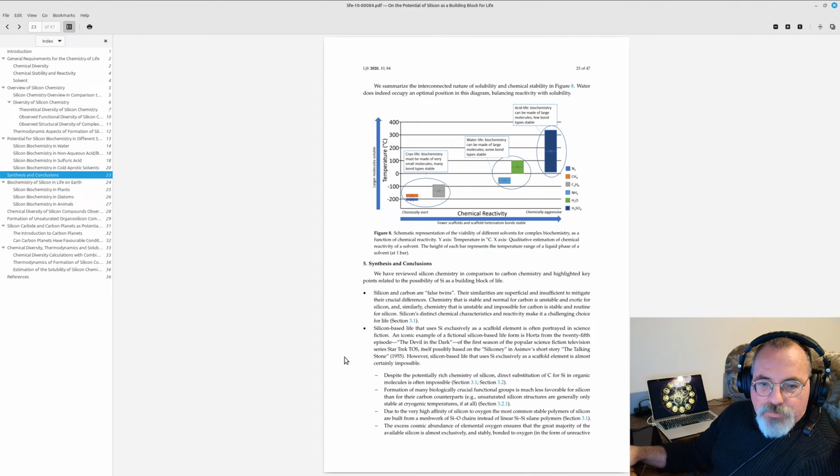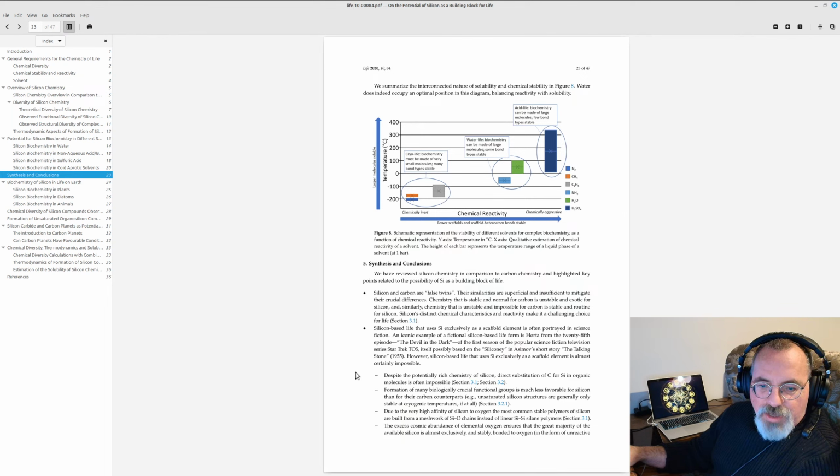However, silicon-based life that uses silicon exclusively as a scaffold element is almost certainly impossible. Despite the potentially rich chemistry of silicon, direct substitution of carbon for silicon in organic molecules is often impossible. Formation of many biologically crucial functional groups is much less favorable for silicon than for their carbon counterparts. For example, unsaturated silicon structures are generally only stable at cryogenic temperatures, if at all.